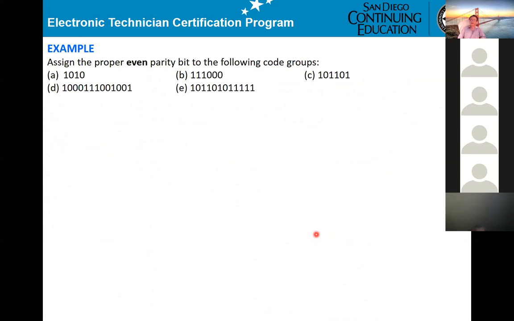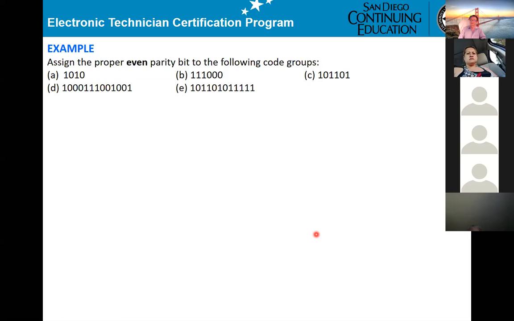They want you to assign proper even parity for the following. Number A, what is the parity bit? 0. 0, perfect. How about B? 1. Perfect. C, 0. 0.